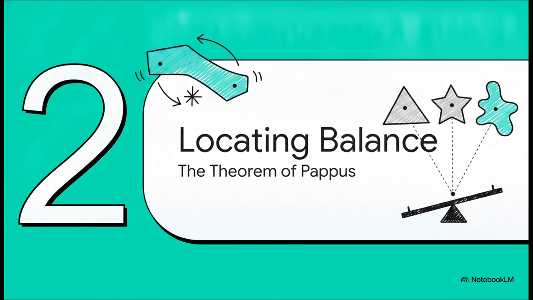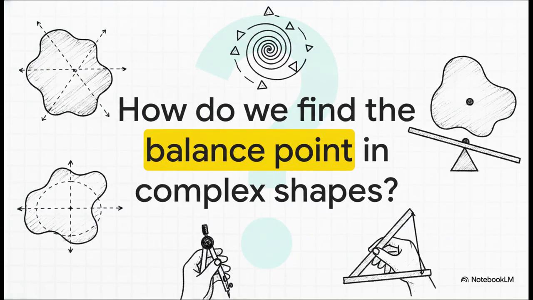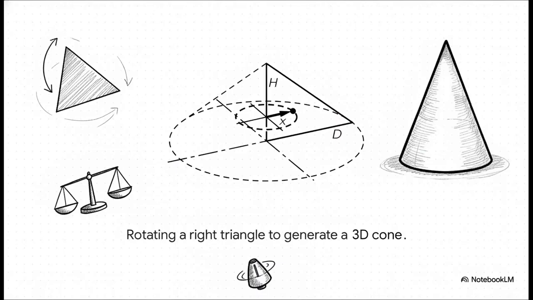Moving on to part 2, locating the balance point. Now, if you've ever taken calculus, you know you can use integrals to find these balance points. But what if we want to avoid pages of tedious equations? How do we find that exact balance point in complex, continuous shapes without getting entirely bogged down in the math? Well, the text reveals a wildly brilliant geometric trick that lets us shift away from abstract calculus and rely on intuitive spatial reasoning instead. This trick is famously known as the theorem of Pappus.